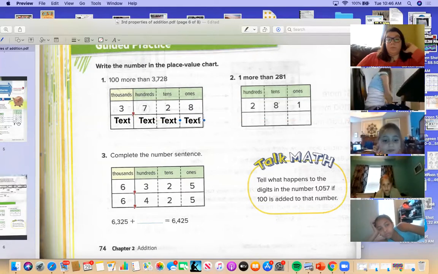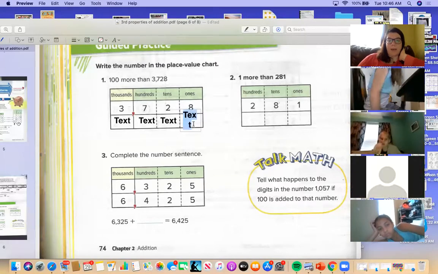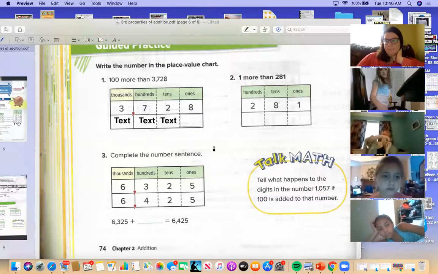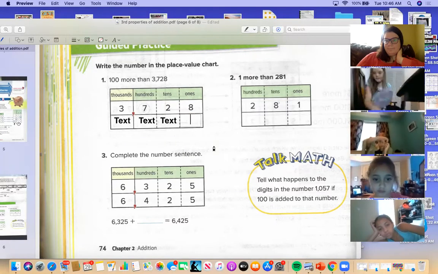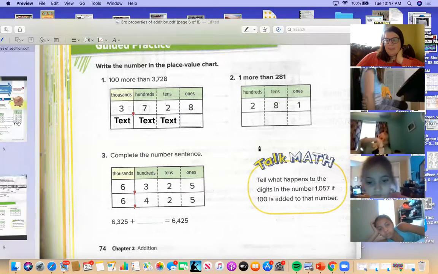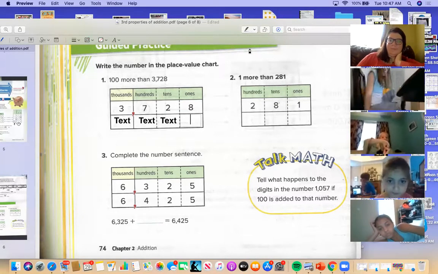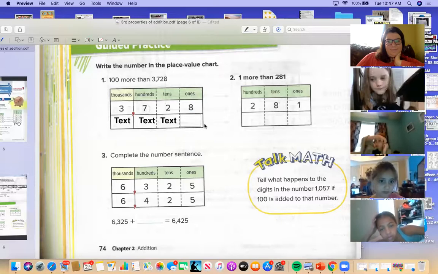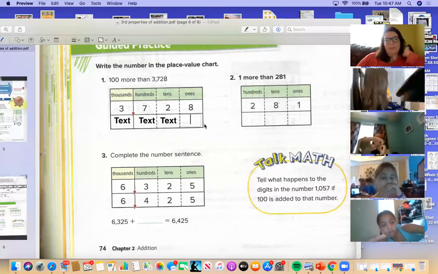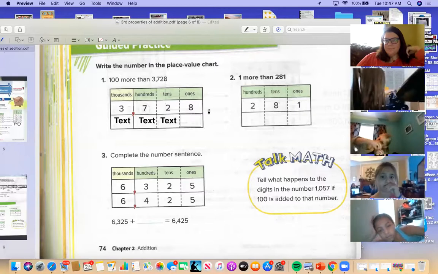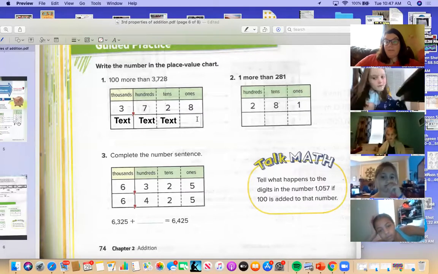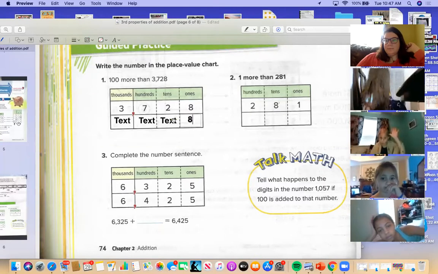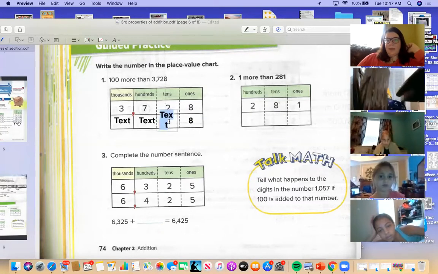So do our ones change? How many ones do we have now, Savannah? If we add 100 more, how many ones are we going to have? I feel like it freezes every time I call on you. Athena, how many ones are we going to have if we add 100 more to 3,728? We're still going to have 8 ones, right? How many tens are we going to have?